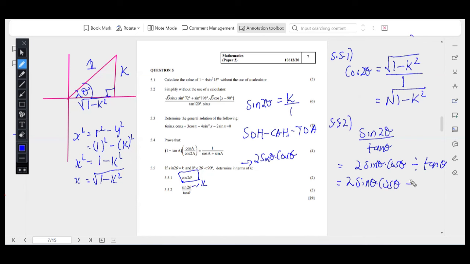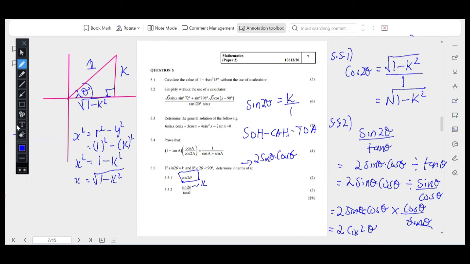Tan theta, remember, becomes sine theta over cos theta, right? Which we can further handle by reciprocating it. If we do the reciprocal, we know that the denominator becomes the numerator and the numerator becomes the denominator. So now, at the end of the day, we have sine theta canceling off with that sine theta, and we are left with 2 cos squared theta, right? So 2 cos squared theta is our solution for this.